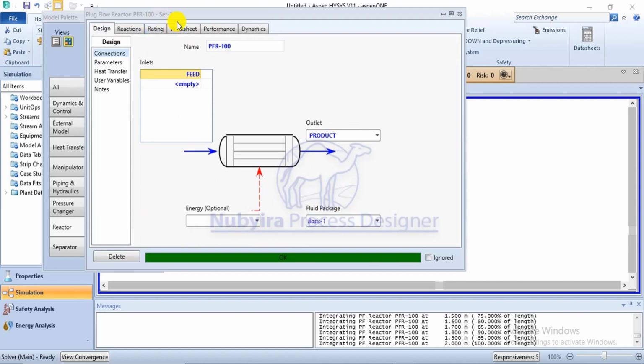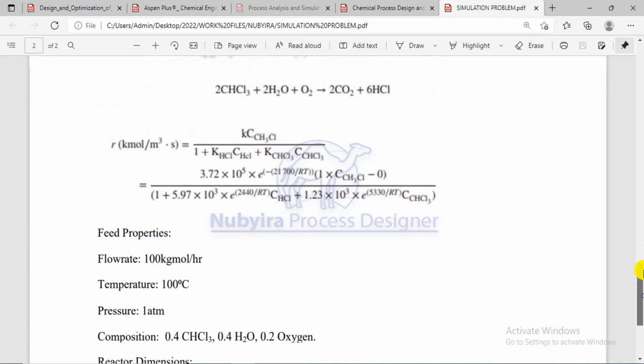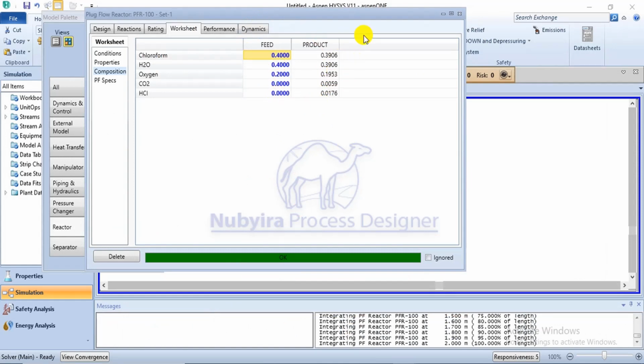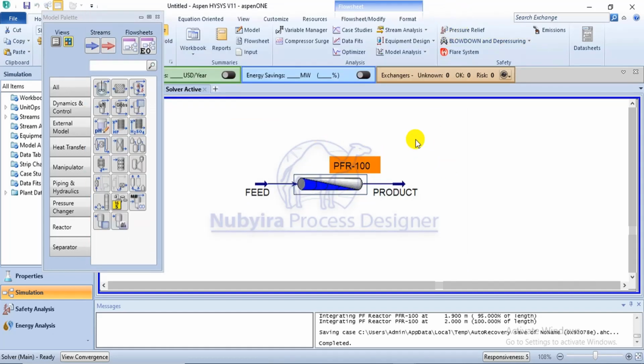So that's how to specify your reactor. Now you can check the product composition, right? So we produce CO2 and HCl from this process based on our kinetics. Let me scroll up a little. Yes, and this is what we have as our product composition, the effluent from the reactor, right? So this is how to specify the heterogeneous catalytic model in Aspen Hysys.